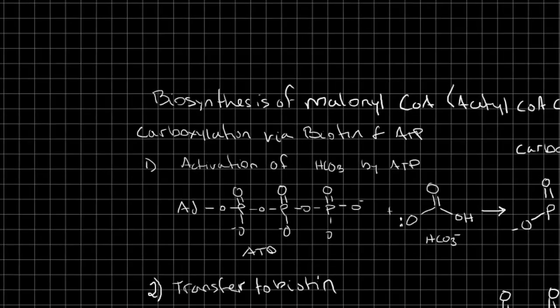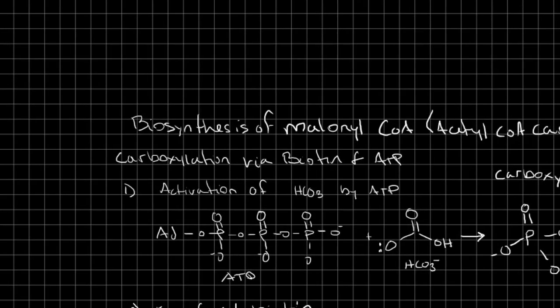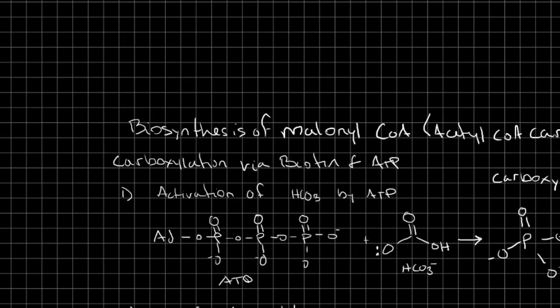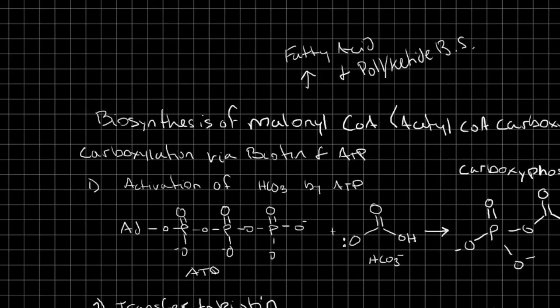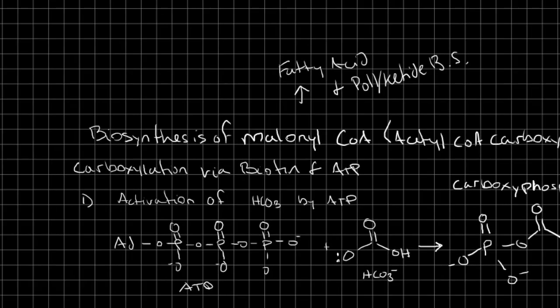So in order to talk about biotin, I figured we could talk about the biosynthesis of malonyl-CoA. Malonyl-CoA, if you've forgotten, is used in fatty acid and polyketide biosynthesis. It's a really important extender unit, so we'll go over how that's made, and it's made using biotin.